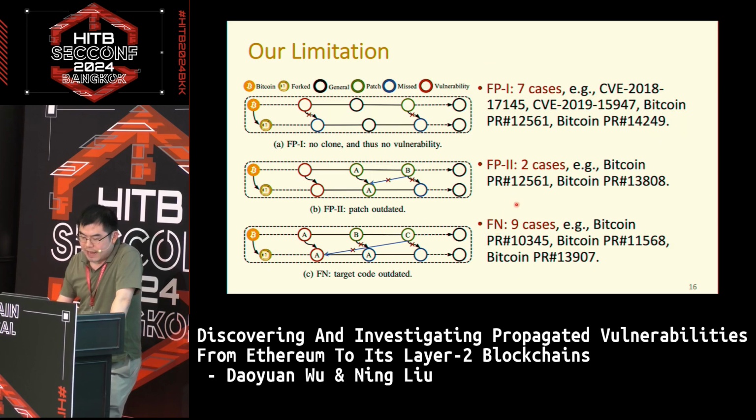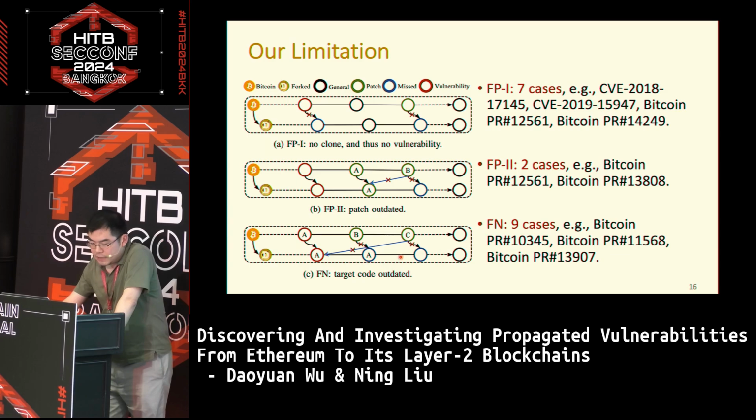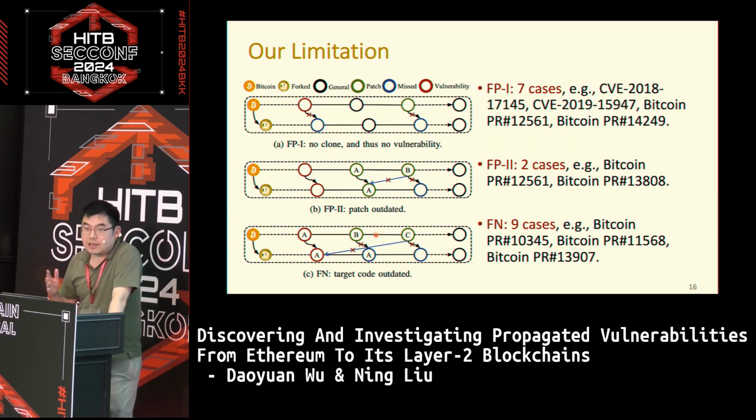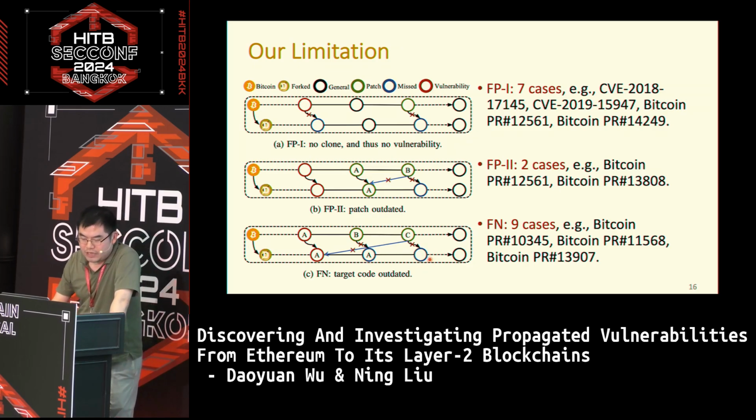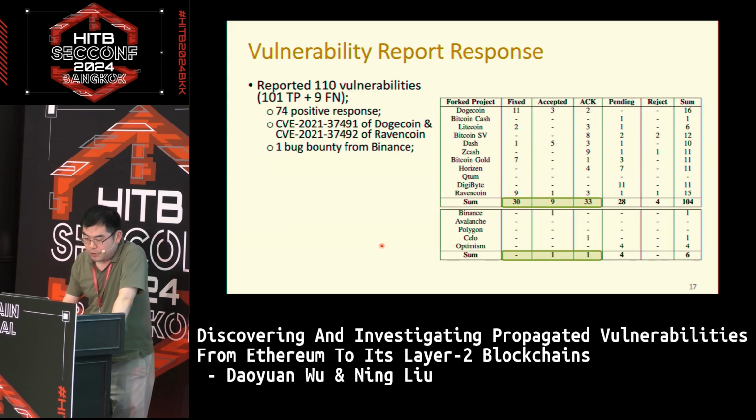Besides the false positives, the tool also has a few false negatives. That means it misses some vulnerabilities. This is mainly because the Git commit history is quite complicated, with several patch commits and the latest commits, so we cannot clearly determine which commit is the true patch commit. Okay, that's about the limitation of the tool.